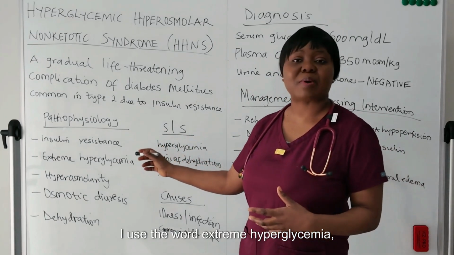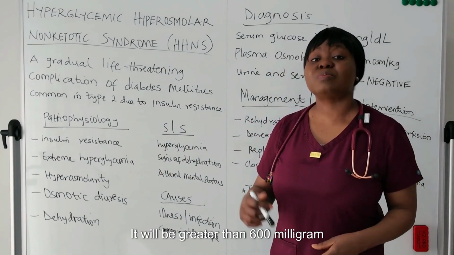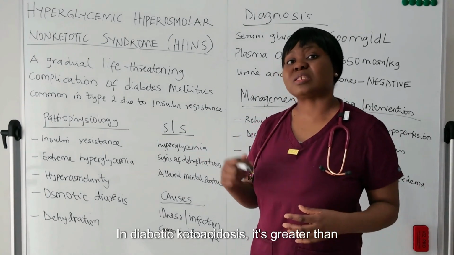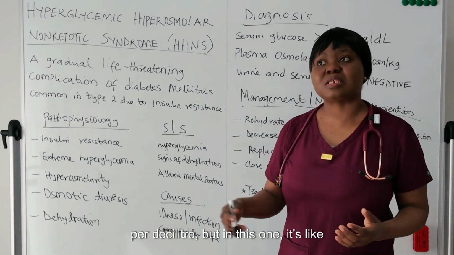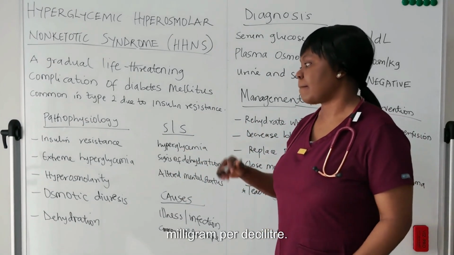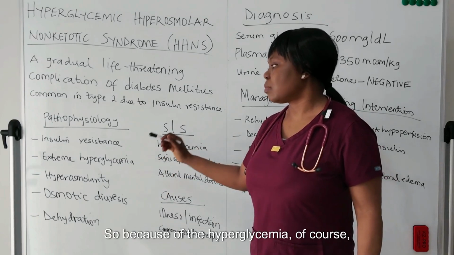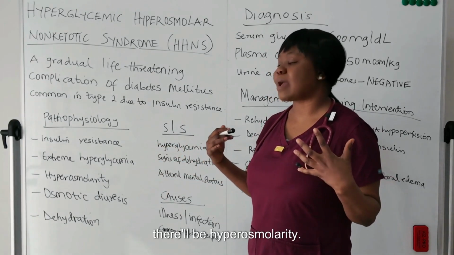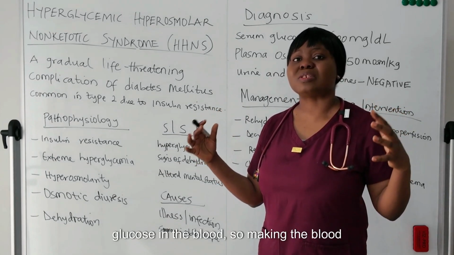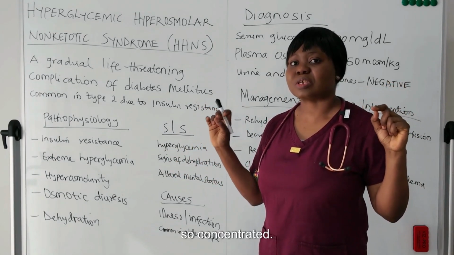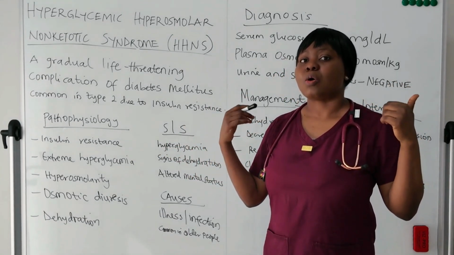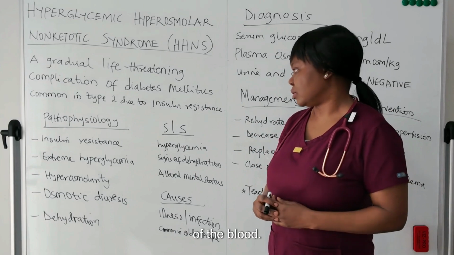I use the word extreme hyperglycemia because it's so high. It will be greater than 600 milligram per deciliter. In diabetic ketoacidosis, it's greater than 300 milligram per deciliter, but in this one, it's almost times 2, greater than 600 milligram per deciliter. And that's the second phase. Because of that hyperglycemia, of course, there will be hyperosmolarity. There will be so much glucose in the blood, making the blood so concentrated, so there will be what we call hyperosmolarity or high plasma osmolarity of the blood.